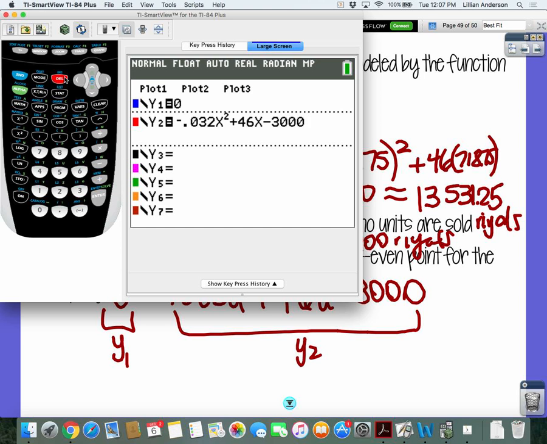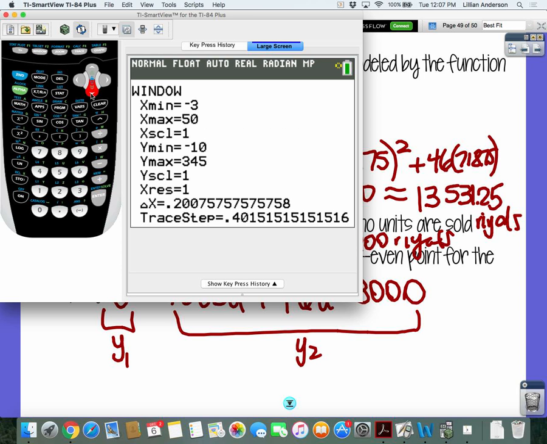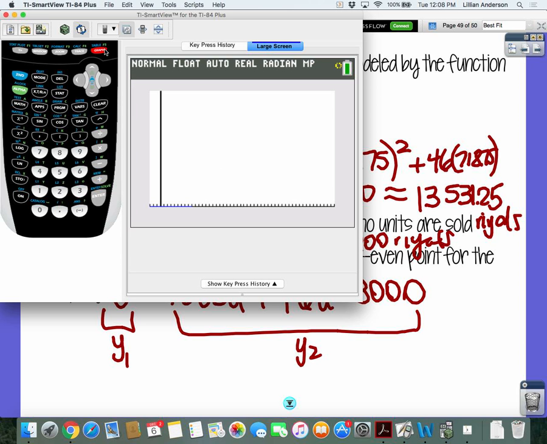Yep. Okay. I'm probably going to need to open up my window a little bit. I know my maximum profit was in the 13,000, so I'm going to change my Y max to be about 13,600 to include that. And let's see what we get when we graph this. There's the Y equals 0.